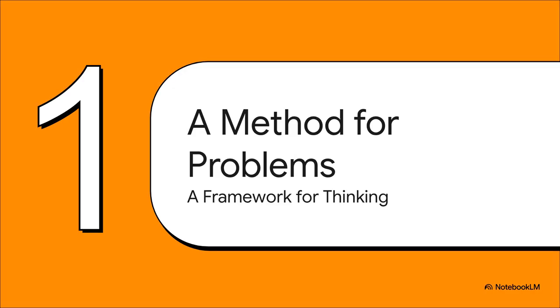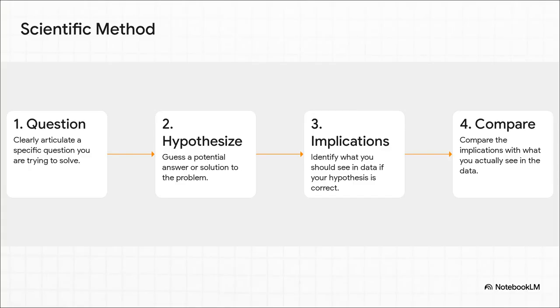Section 1, a method for solving problems. Now, before we even dream of touching machine learning or AI, we need a disciplined process. We need a framework for how we attack a question. And honestly, the best one out there, the most tried and true, is the scientific method. It really just boils down to 4 simple but powerful steps.